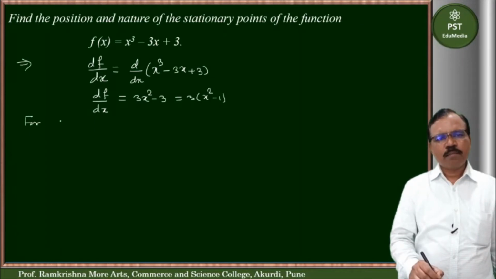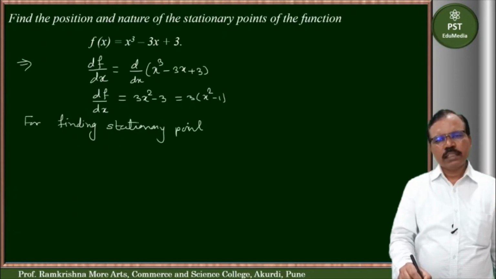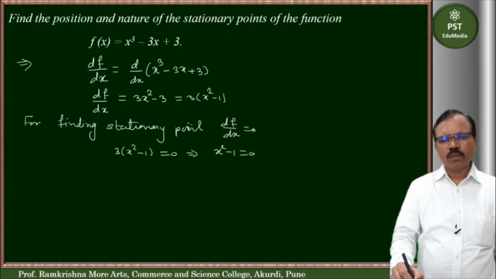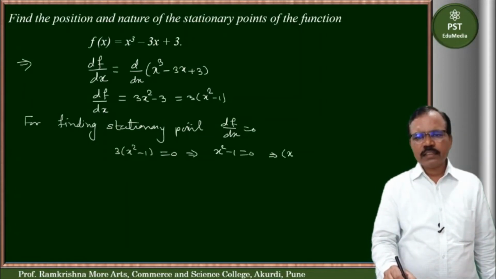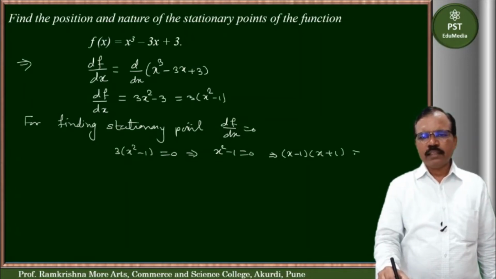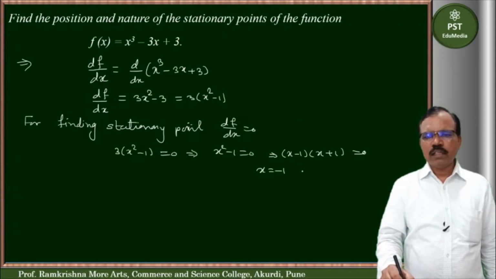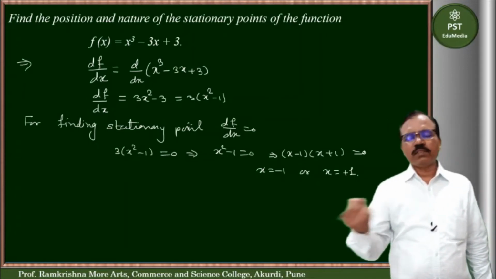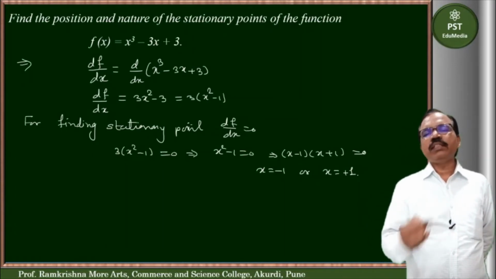So for finding the stationary point, equate df by dx equal to 0. Here 3 times (x square minus 1) is equal to 0. This gives x square minus 1 is equal to 0. Now x square minus 1 is (x minus 1) into (x plus 1), and this is equal to 0. So x is equal to minus 1 or x is equal to plus 1. So we got 2 points. Now whether x is equal to minus 1 is a minimum or maximum, and whether x is equal to plus 1 is a minimum or maximum, we can find using the second order derivative.